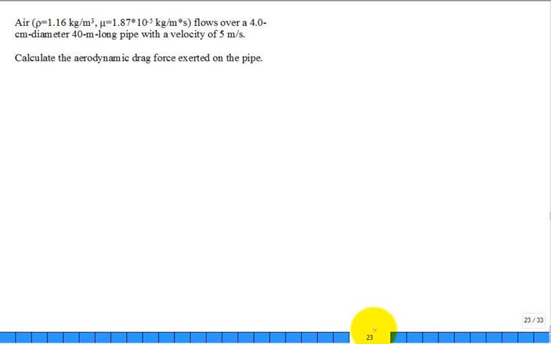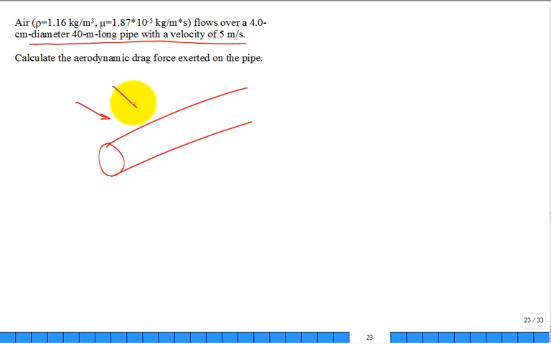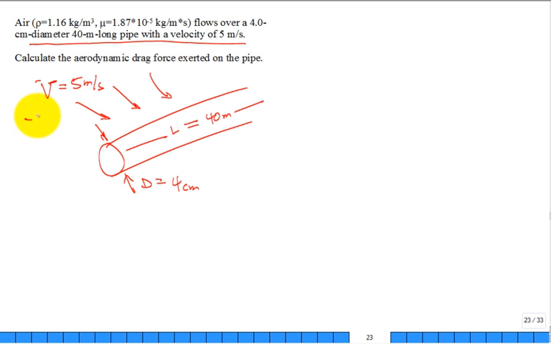Air flows over a given diameter, 40-meter long pipe with a velocity of 5 meters per second. So here's our pipe, and our flow is perpendicular to it, going around it. The length of this pipe is 40 meters, the diameter of the pipe is 4 centimeters, the velocity coming in is 5 meters per second, and the properties of air are given. Calculate the aerodynamic drag force exerted on the pipe.